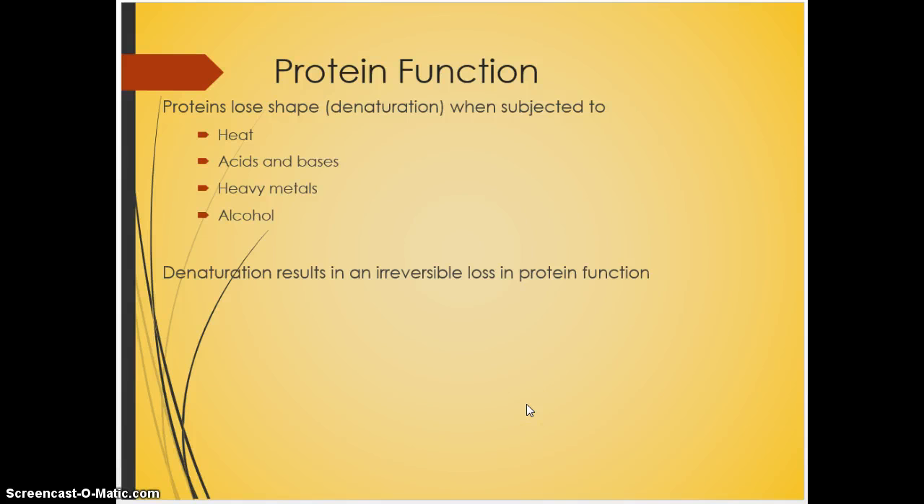So protein function is determined by its shape and how the amino acids are assembled. And proteins can lose their shape by a process called denaturation. Denaturation is when proteins have lost their shape and lost their ability to function. And how does this happen? Well, if you heat something very highly, for example, an egg, which is basically protein, albumin, and you throw it on a skillet, it goes from clear to white, and you're basically denaturing the protein at that point. Acids and bases will also denature proteins, as will heavy metals and alcohol. Denaturation results in the irreversible loss of the protein function.